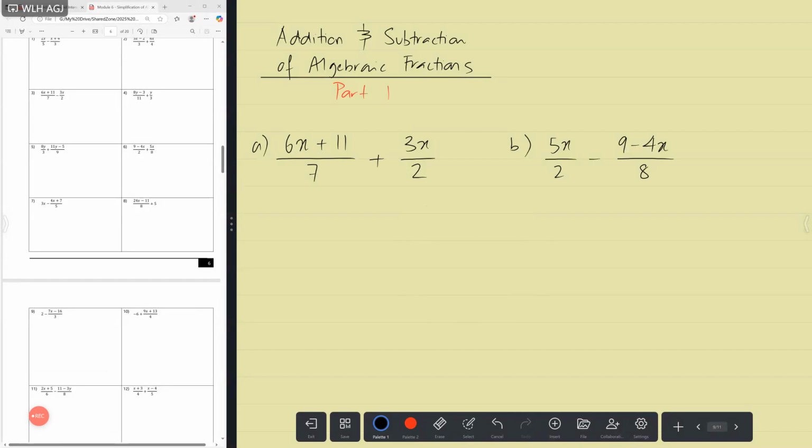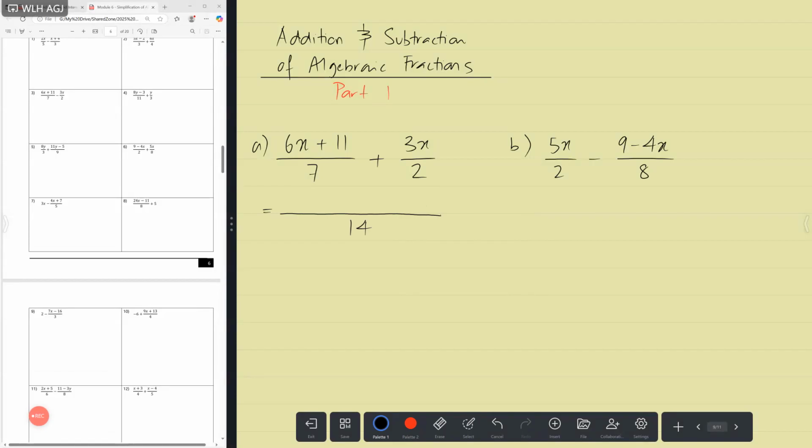You need to add (6x plus 11) over 7 with (3x plus 2) over 2. Our denominators are 7 and 2, correct? So the LCM of these two numbers is 14. What I want you to do is straight away draw this long fraction line to indicate you are combining this into one single fraction, and you take 7 times 2, which is 14. This is going to reduce your confusion and careless mistakes, especially when it is subtraction.